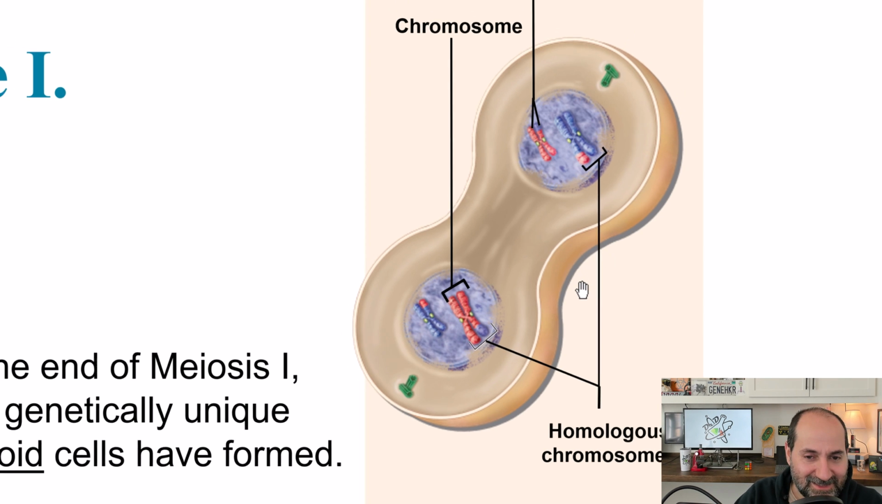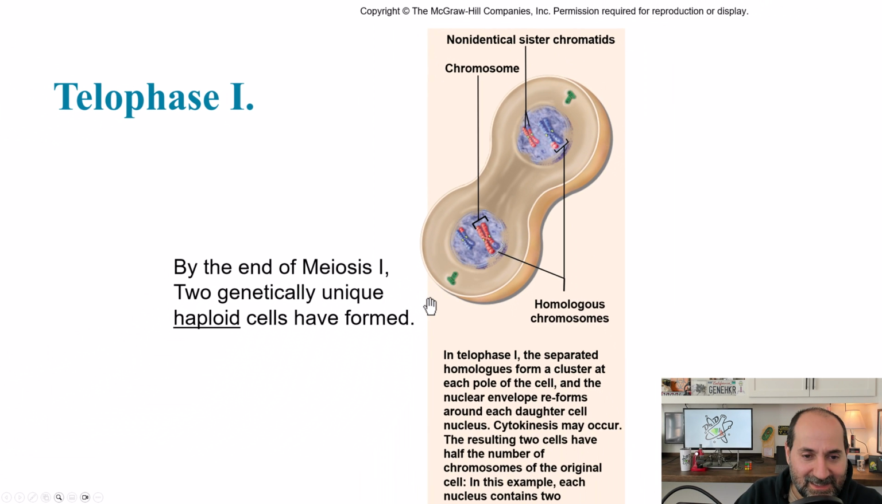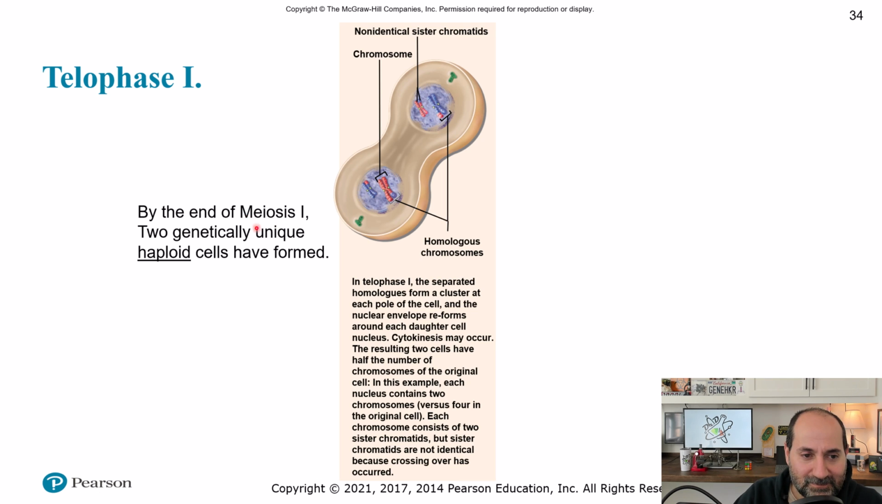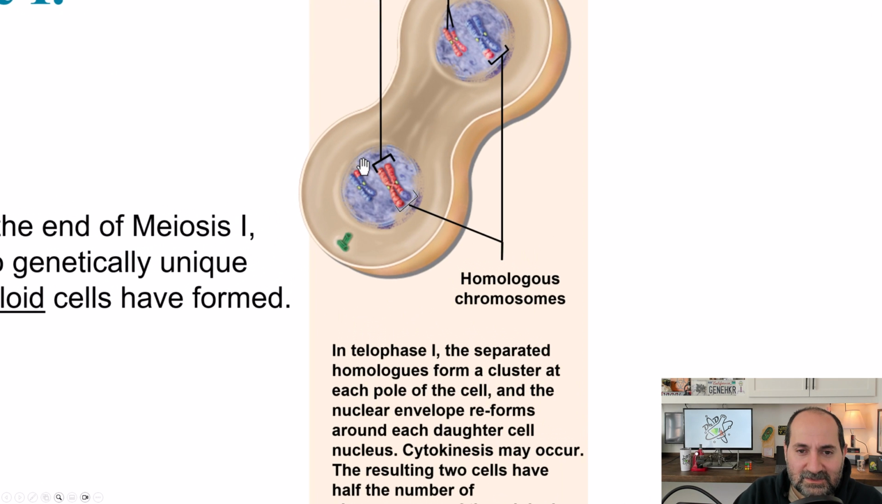And look what it says here in my notes. By the end of meiosis I, 2 genetically unique, that means different, haploid cells have formed. And I know this is very confusing for students because the students say, well, there's 46 chromosomes in this cell and there's 46 chromosomes in that cell. So that's 2 sets. So that's diploid, right? Well, that's not quite right.